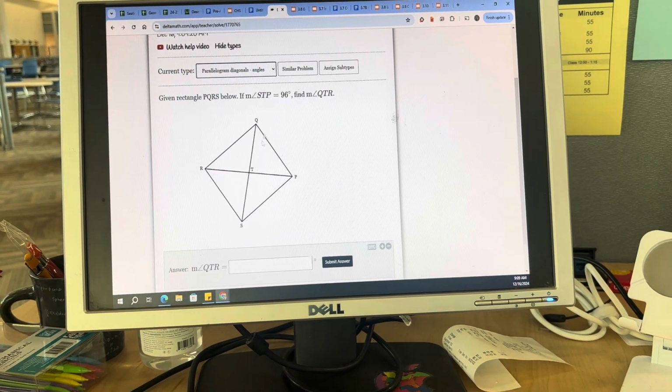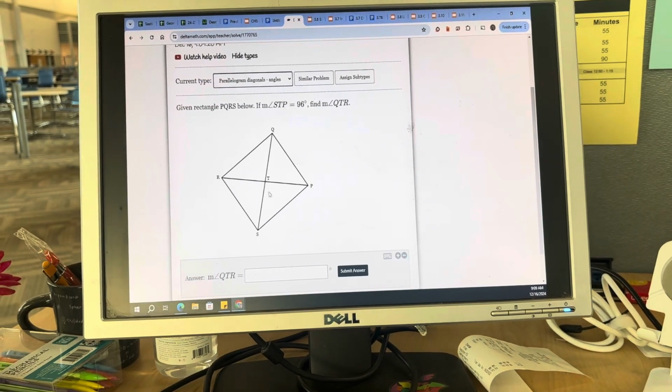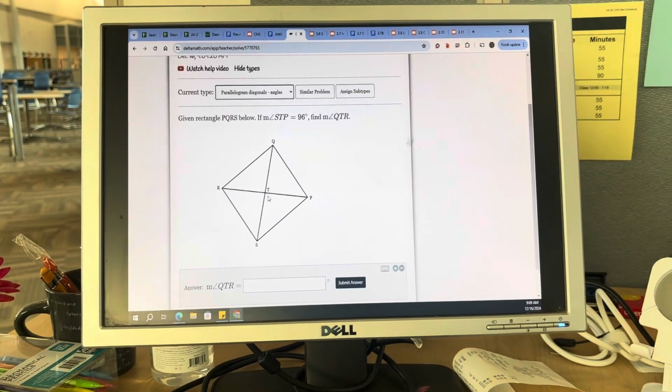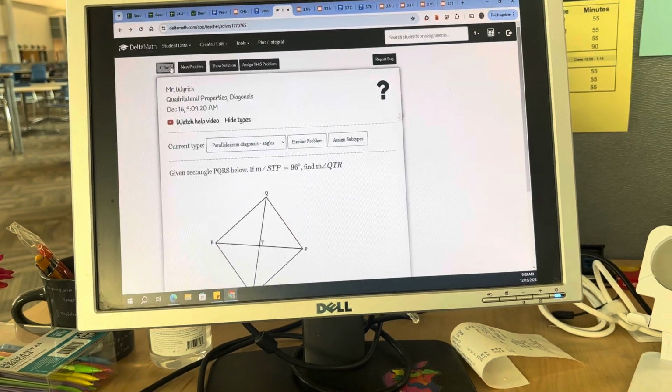STP is 96. It wants QTR. That's a vertical angle, so it should also be 96. Remember, any 2 angles next to each other on a straight line should add up to 180.